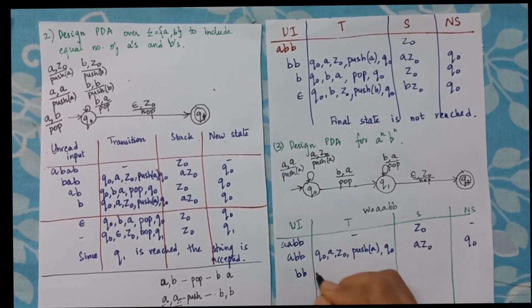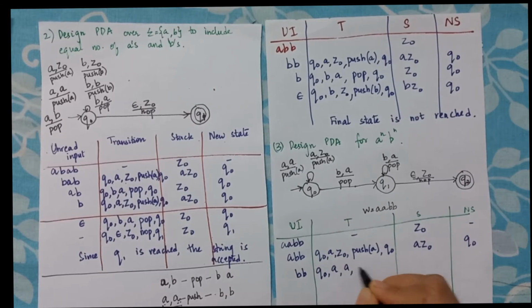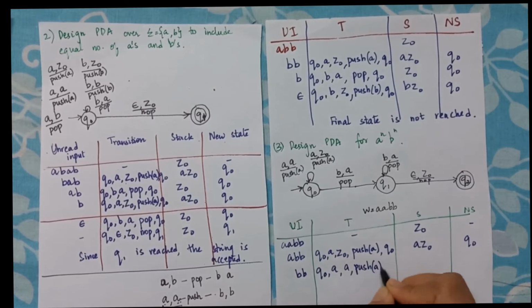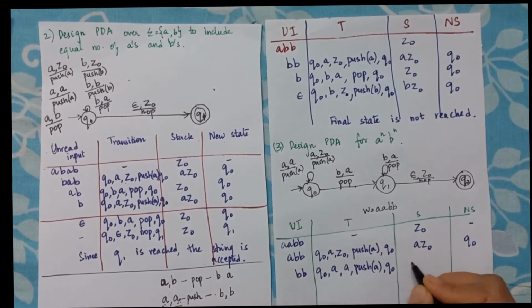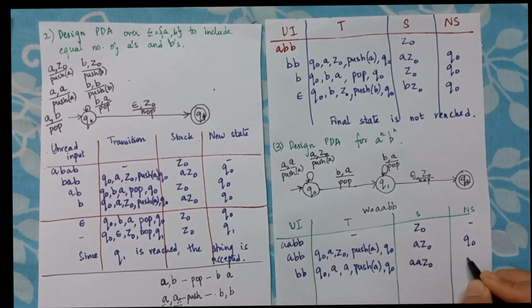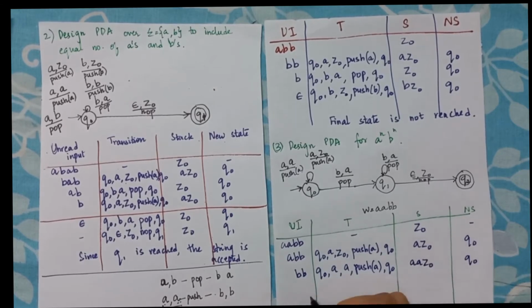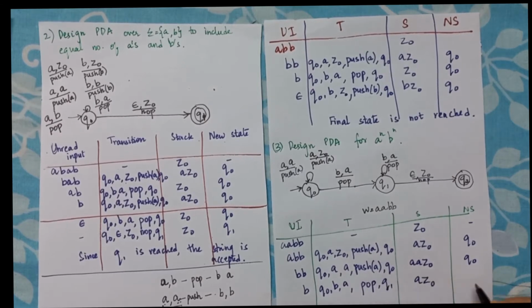I'm reading an A now. Q0 with A as the stack top, again push of A, comma, Q0. So A A Z0. Now I'm reading a B. Q0 with B and A as the stack top, I perform a pop and I reach state Q1. I get A Z0.